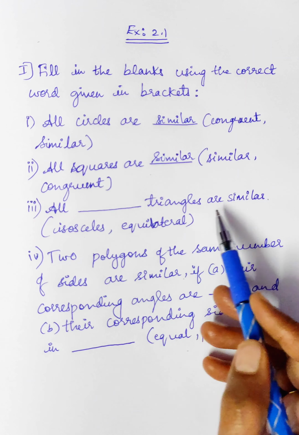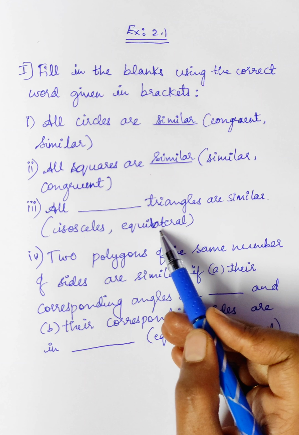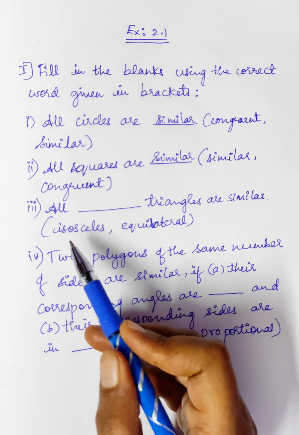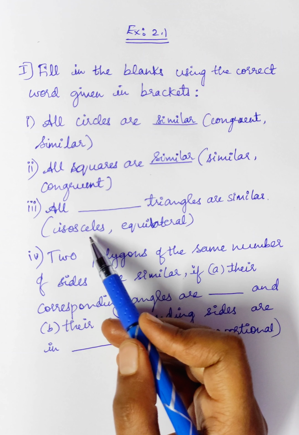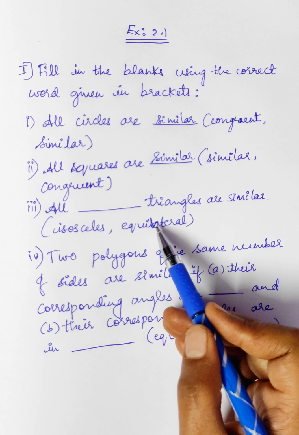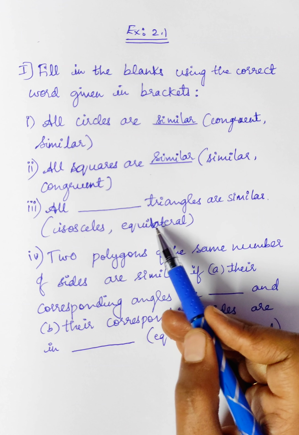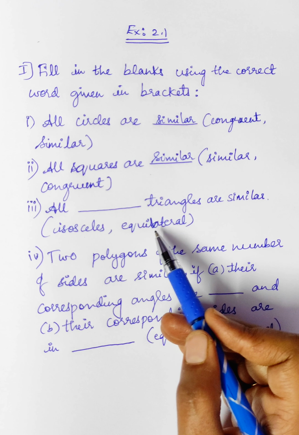All dash triangles are similar. Isosceles and equilateral. Isosceles, I have explained to you, means any two sides will be equal. In the geometric figure any two sides will be equal and both the sides will not be equal to the third side. An equilateral triangle means all three sides will be equal. All three sides are having equal length.